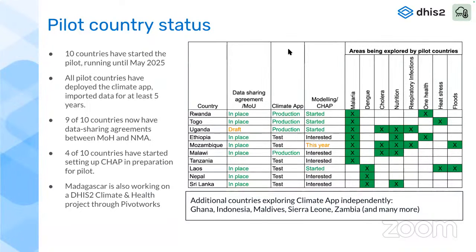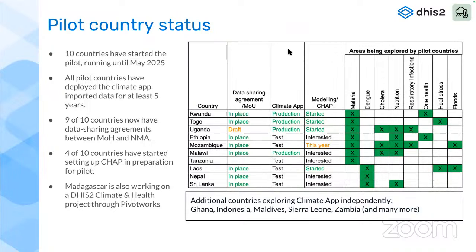And as you can see for the data sharing agreement, 9 of the countries at least have some agreement in place. This is very, very important for us to ensure that we have this working arrangement between the Ministry of Health and the meteorology office. And for the climate app, you can see 4 countries have already gone ahead to put this into production, and they have started exploring data. While for the others, they are putting it into their test, or what we call development instance, and in a way they still use that to explore this data.